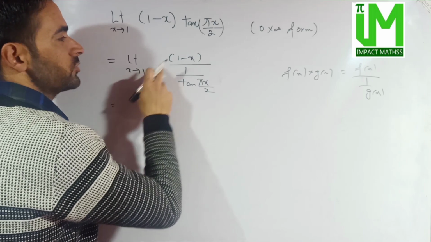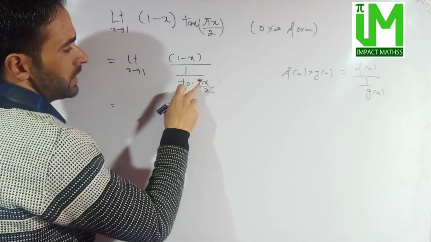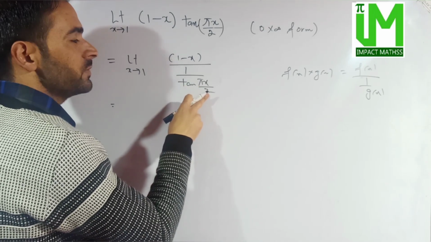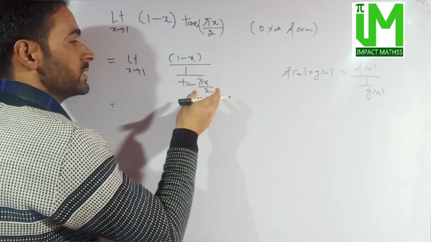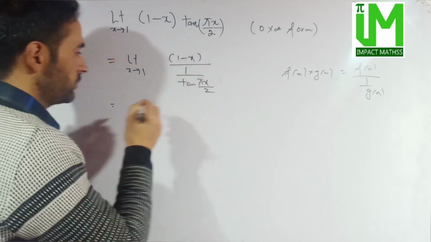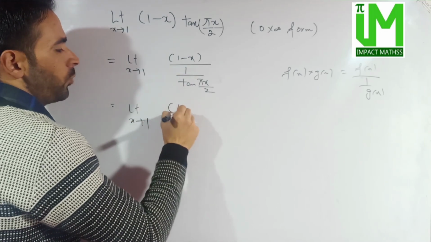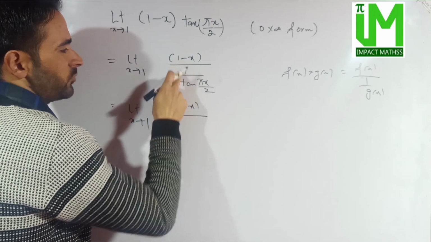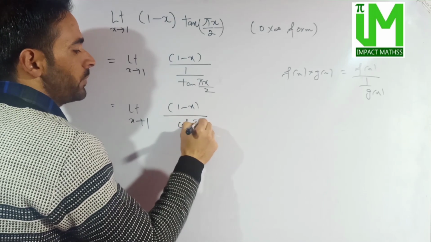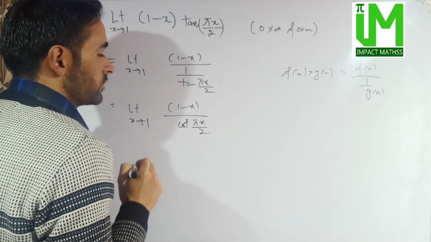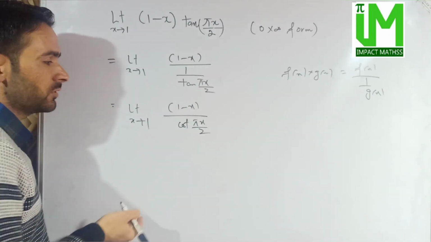x approaches 1, so it will be 1 minus 1, which will be 0. 1 divided by tan of pi divided by 2. tan pi by 2 is infinity, so it will be 1 by infinity, which is 0. So that means this is reduced to 0 by 0 form. And alternatively, we can write this as limit x tends to 1, (1 minus x) divided by 1 by tan of pi x by 2. We can write this as cot of pi x divided by 2, because tan is the reciprocal of cot, or cot is the reciprocal of tan.